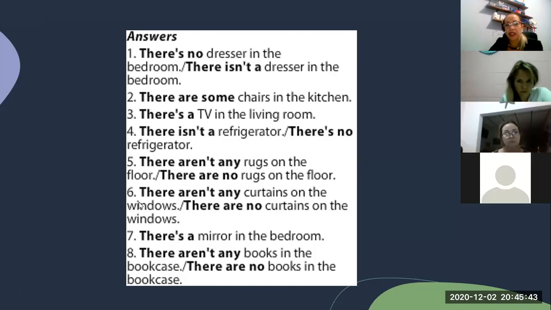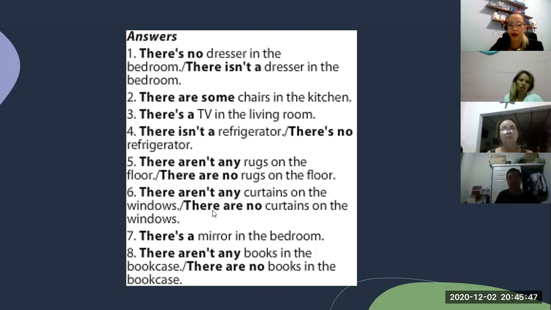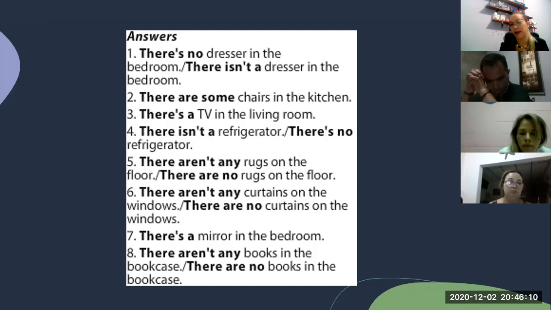And number six, there aren't any curtains on the windows. Or pudieron haber puesto, there are no curtains on the window, and that's okay. Number seven, there is a mirror in the bedroom. Number eight, there aren't any books in the bookcase. O pudieron haber puesto, there are no books in the bookcase. Any of those answers would be okay.